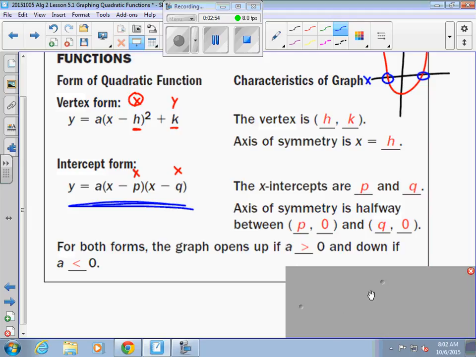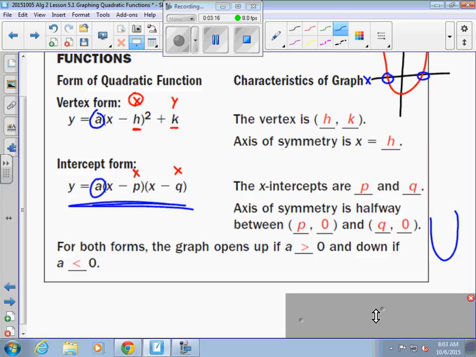So for both forms, the graph opens up if a is greater than 0. So if a is positive, it opens up, and it opens down if a is negative. That is still true. That's the same as it was in standard form. If it's positive, it opens up, this way, like a U. If it's negative, it opens down, that way, like an upside down U.